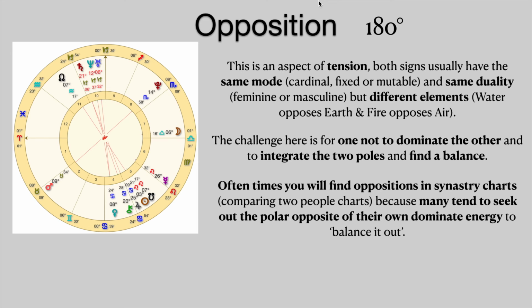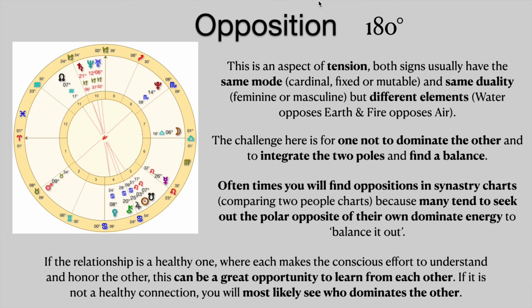Oftentimes you will find oppositions in synastry charts when you are comparing two people's charts, because many tend to seek out the polar opposite of their own dominant energy to balance it out. If the relationship is a healthy one where each makes the conscious effort to understand and honor the other, this can be a great opportunity to learn from each other. If it is not a healthy connection, you will most likely see who dominates the other.